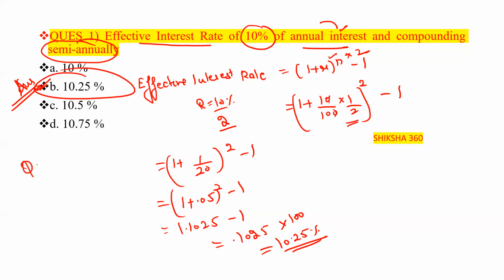If they are asking quarterly, then similarly the rate is to be divided by 4 and the time is to be multiplied by 4. So it depends on what they are asking from question to question. Now move to the next question, question number 2.